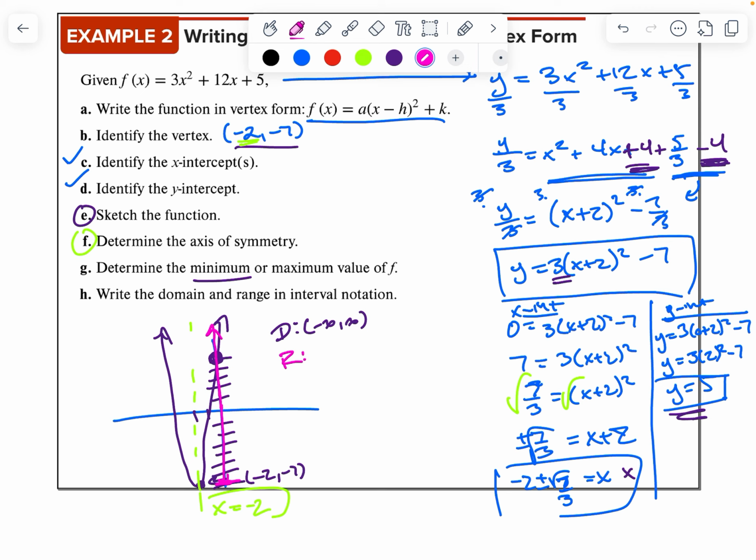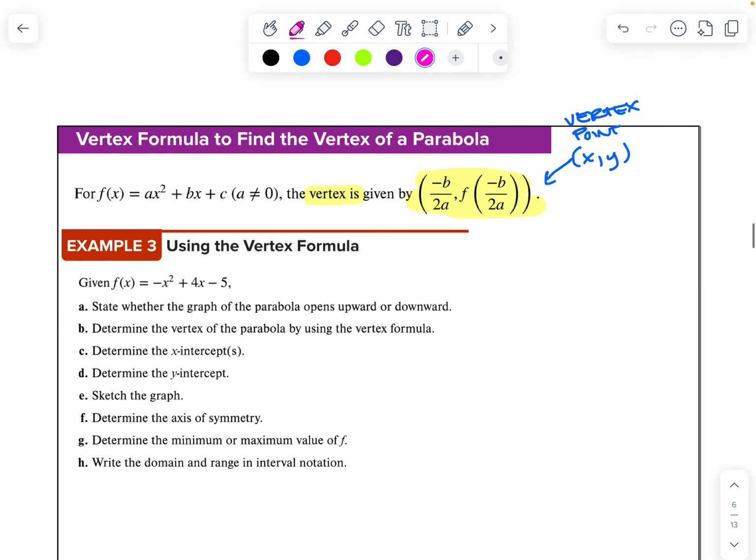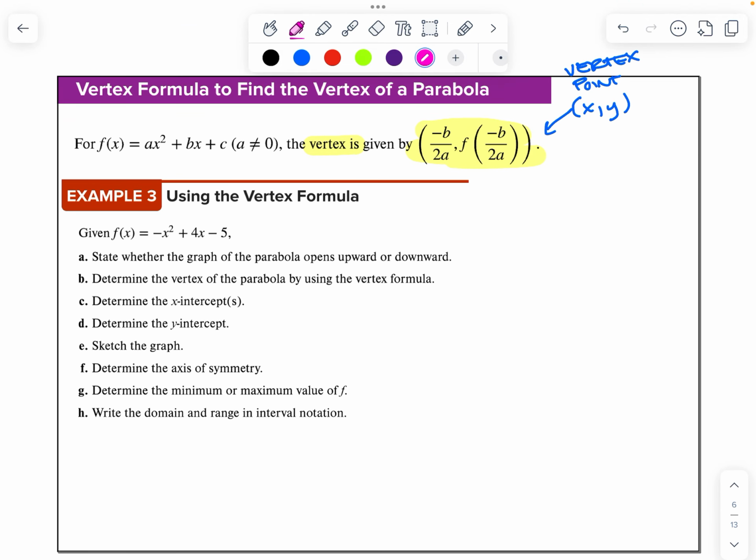All right, if we want to just find the vertex, if we don't want to put it in vertex form, but we still just want to find the vertex, there is a formula for that. Here's the formula, and it looks worse than what it is. It's an xy coordinate where this is your x, and then all you have to do is sub your x back into the formula to find your y. So negative b over 2a will find your x, and if we sub that back into the formula, that'll find the y.